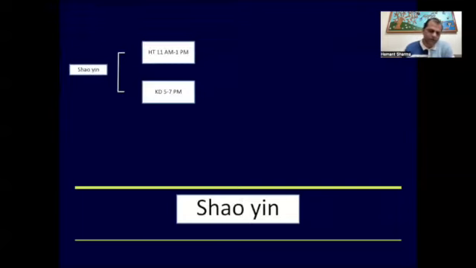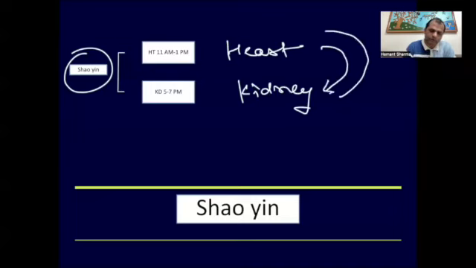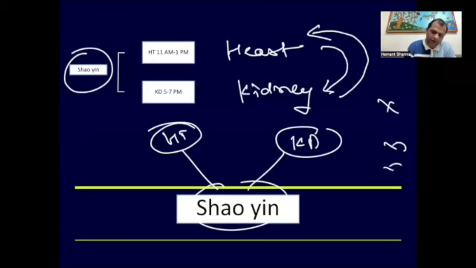Let's take one more example. If the problem is in the Shaoyin, meaning heart and kidney, the problem of the heart will be treated by kidney. The problem of the kidney will be treated by heart. So for the problem in the Shaoyin, you have to resolve the problem within the family. Don't take support of anyone else. It is the concept number one.